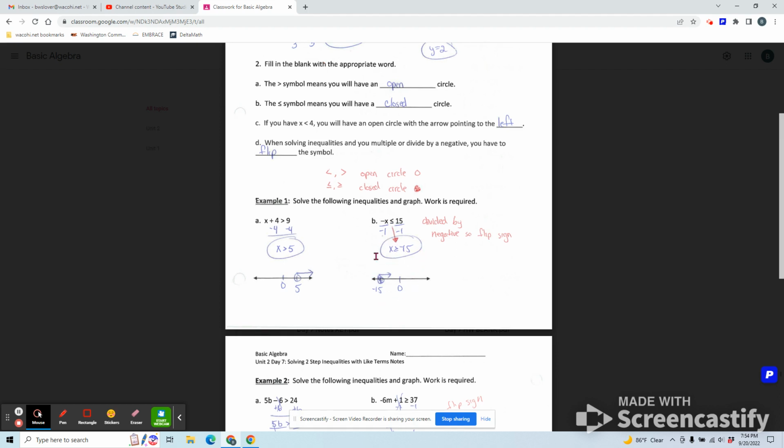So when I graph my solution set, I am on the left-hand side of 0 because it's negative. My circle is filled in, and my arrow is going to the right this time. So anything that is negative 15 or greater, so I'm including negative 15 because my circle is filled in. Anything that's negative 15 or greater, and I substitute that in, it would make it a true statement.